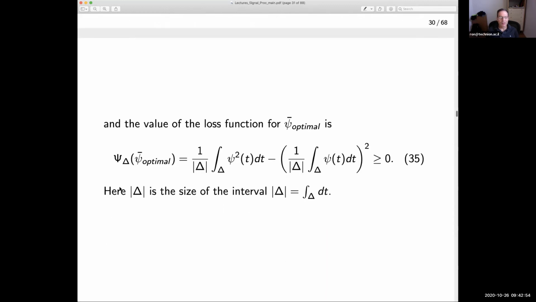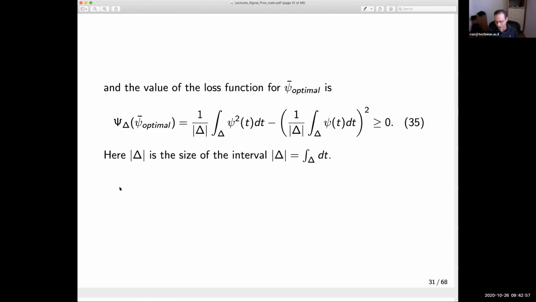Okay, so now let's move on. By definition, we can now plug phi optimal into the game. What we get, at the end of the day, is exactly as we had before: the integration over the square of the signal minus the square of the integration over the signal. So we have the average of the energy, or the second order moment, from which we subtract the square of the first order moment. And by definition, exactly as before, this value is greater than 0, because we started from summing over a squared value.